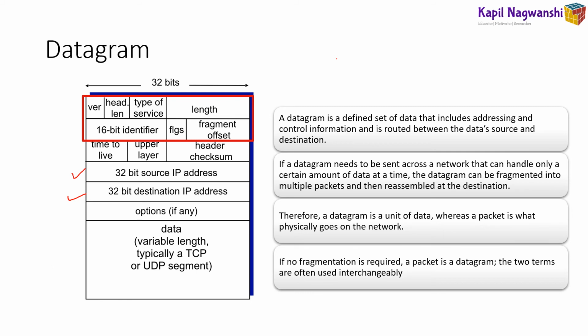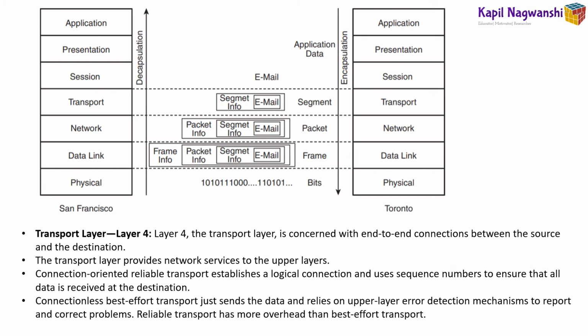Okay, so this is not in the scope of this lecture. What is a datagram? So this is a frame, and this is a datagram. Here the source address and destination address are given. Okay, now come to the transport layer.